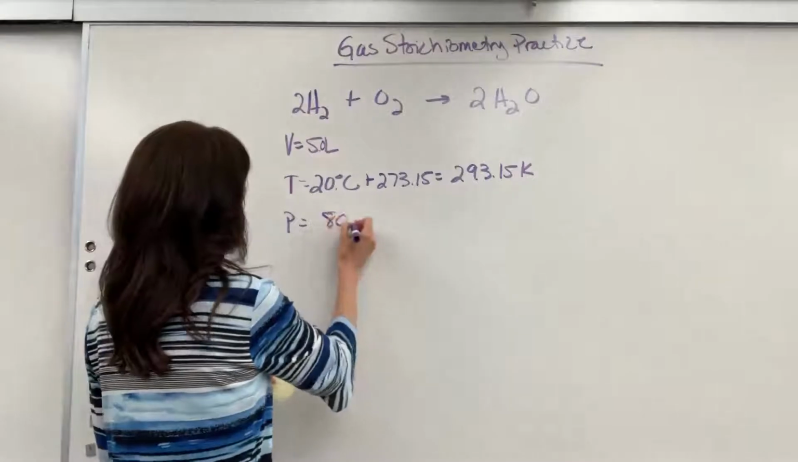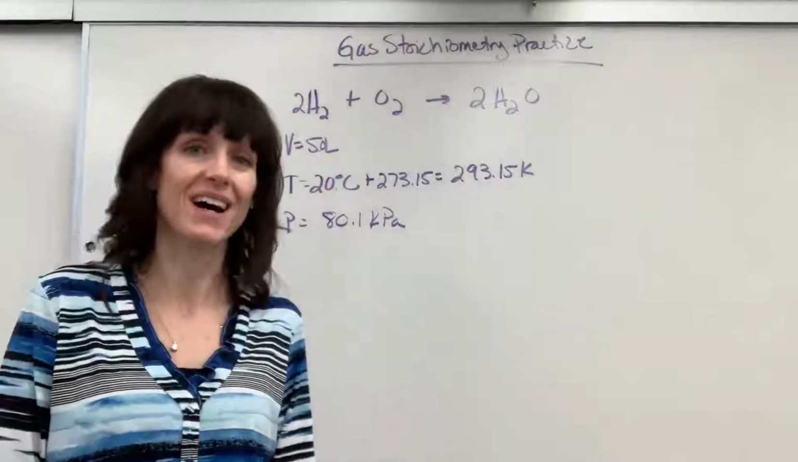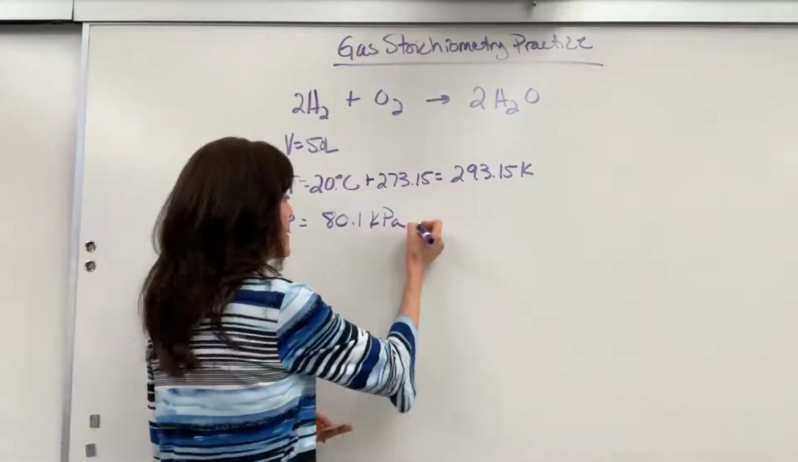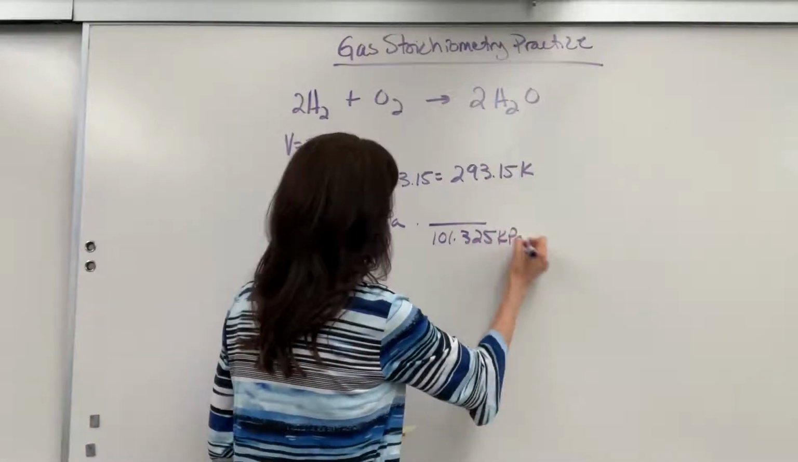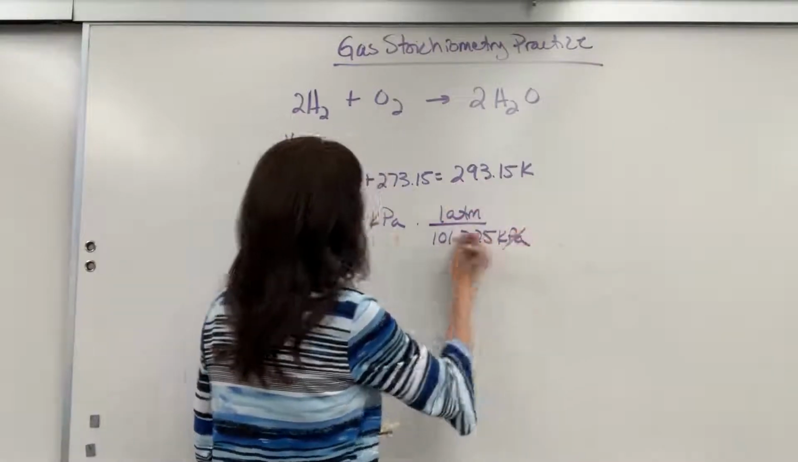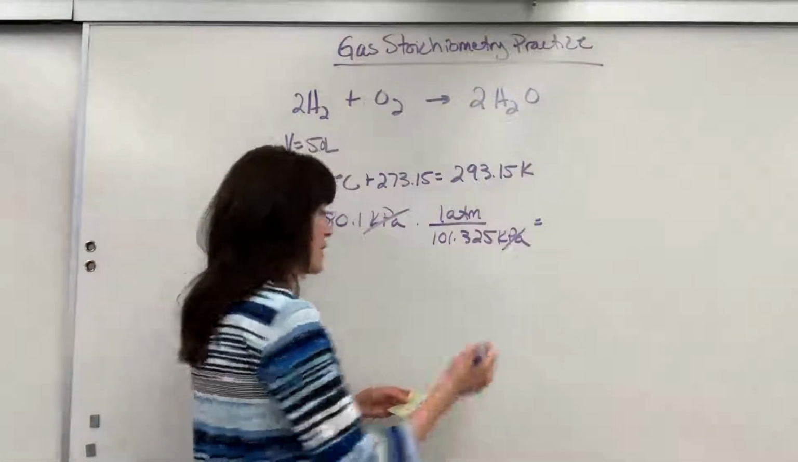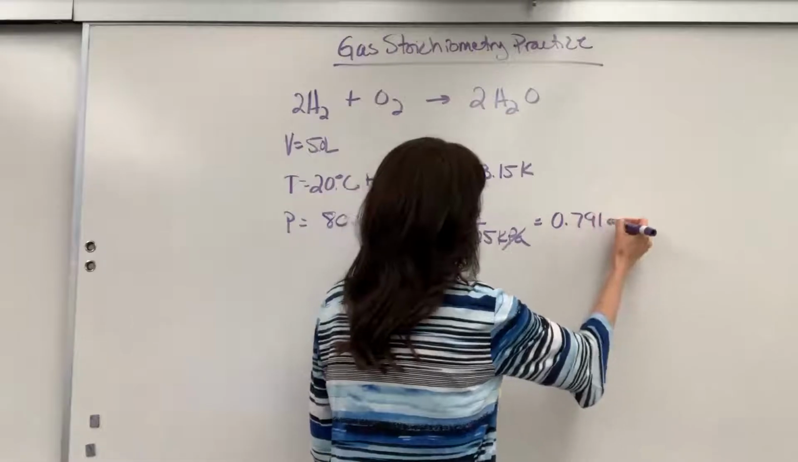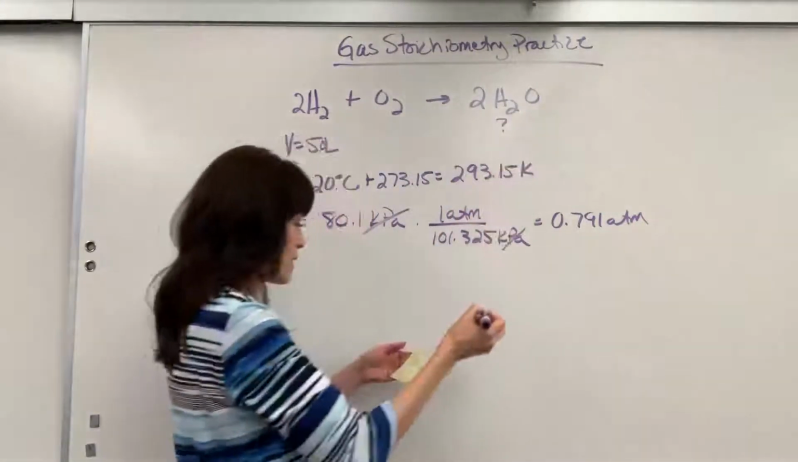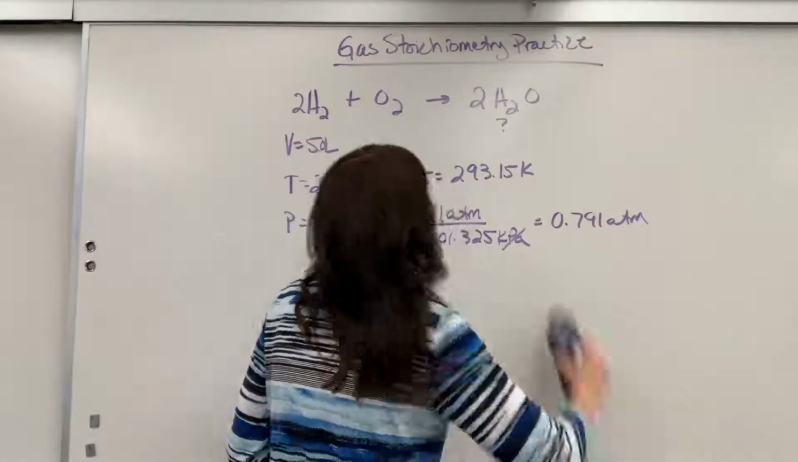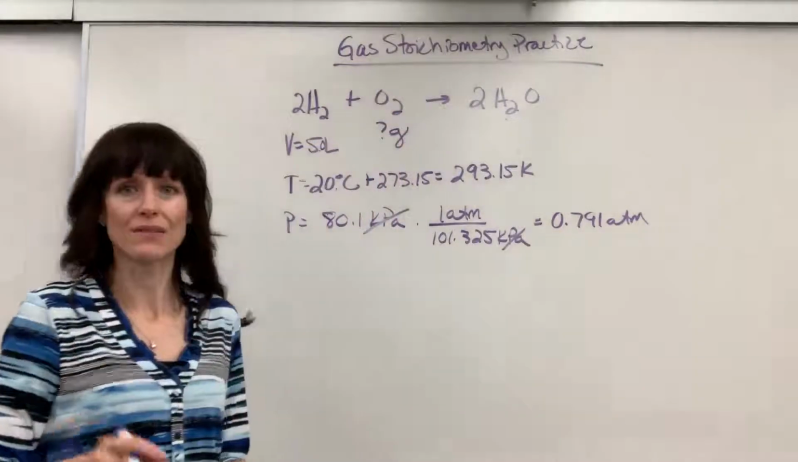And the pressure, kind of interesting, was given in kilopascals. It is 80.1 kilopascals. Now, because I'm going to use the ideal gas law, I have to have pressure in ATM. Let's go ahead and convert that. There's 101.325 kilopascals for every 1 ATM. Notice kilopascals cancels out. ATM is what we want, and that gives us 0.791 ATM. Now the question is, how many grams of oxygen. It wants to know mass, the grams of the oxygen.